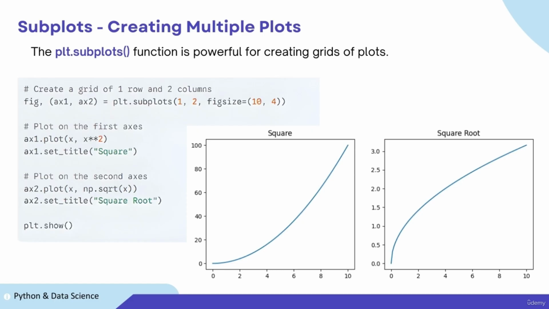Finally, let's look at advanced layouts. Often you want to compare two plots side by side. We use the plt.subplots function again, but this time we give it arguments 1, 2. This tells Matplotlib we want a grid with 1 row and 2 columns. This returns two axes objects, which I've named ax1 and ax2. On ax1, I plot x squared. On ax2, I plot the square root of x using np.sqrt. This is powerful because you can manage multiple visualizations within a single figure cleanly and professionally.